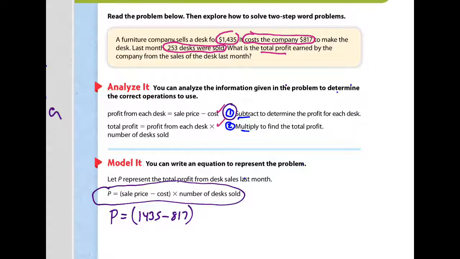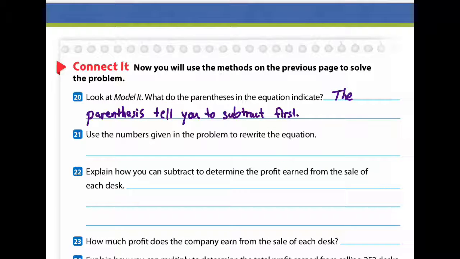And then, after you get that number, remember the number you get there is going to be the profit for one desk, you have to multiply that by the 253 desks sold. All right, now this we'll write over here for number 21. So P equals 1,435 minus 817. All of that times 253. Okay, so get that written down and pause the video if you need to.